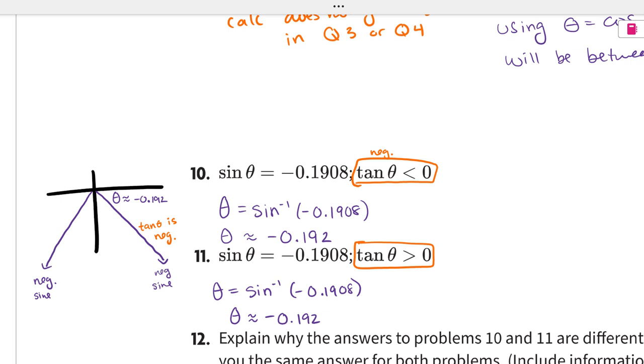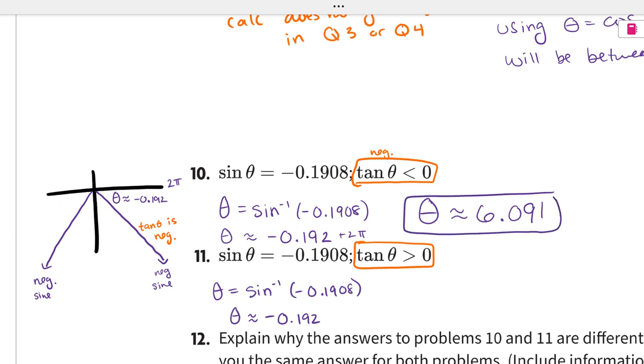However, remember our answers need to be between 0 and 2 pi. So if I just add 2 pi to this, I'm going to get my correct answer, because that's like adding a full circle. So let's go ahead and take that number and add 2 pi to it. I'm doing it in my calculator so that my decimals are as exact as possible. I get about 6.0912, so I'm going to keep it at 6.091. So that's the angle there in quadrant 4.